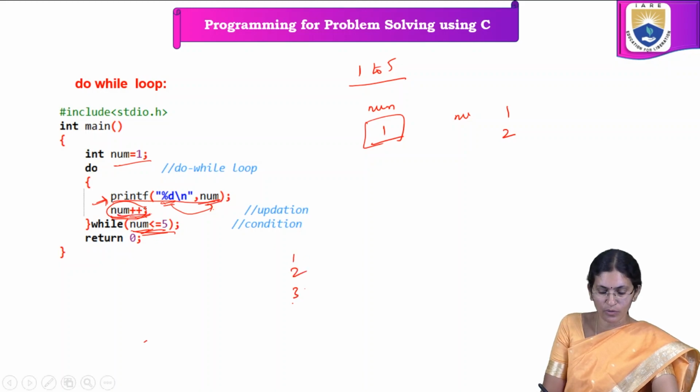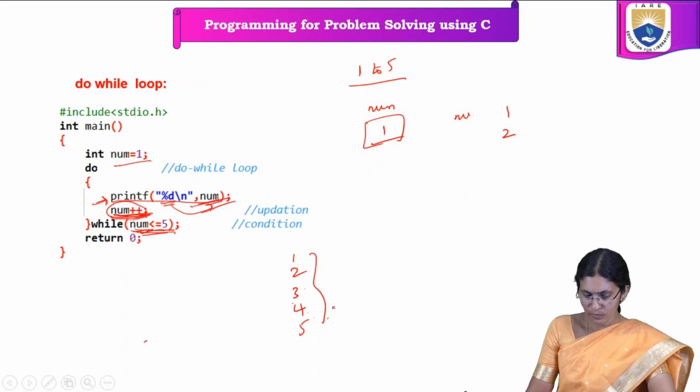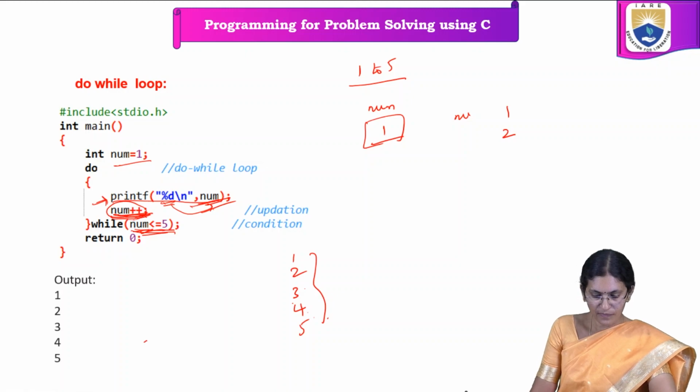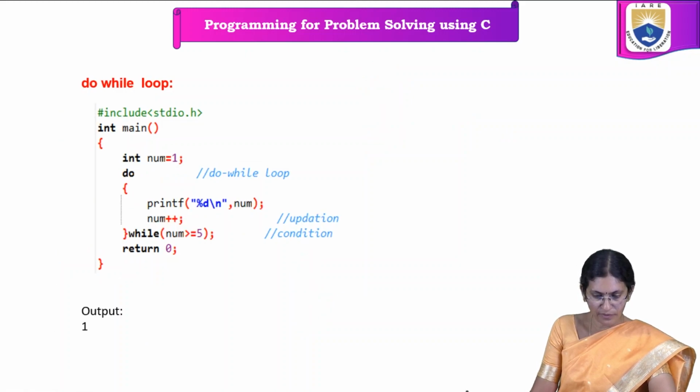After that, num is equal to 4. 4 less than or equal to 5 is satisfied. So 4 will be printed. So now num value is equal to 5. 5 is less than or equal to 5. It is true. So 5 will be printed here. Now inside this, num is equal to num plus 1, 5 is equal to 5 plus 1, that is equal to 6 now. Now 6 is less than or equal to 5. This is false. So this statement will not be printed. So this is the output of the do while loop. The output of this program is 1, 2, 3, 4, 5.